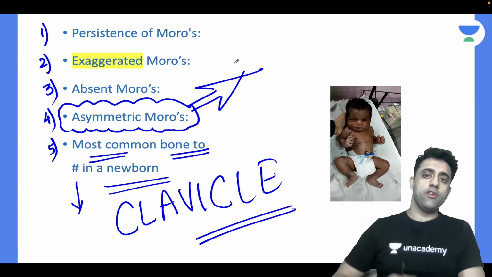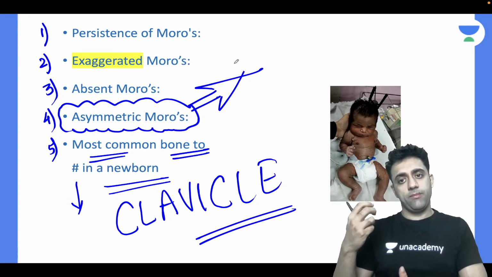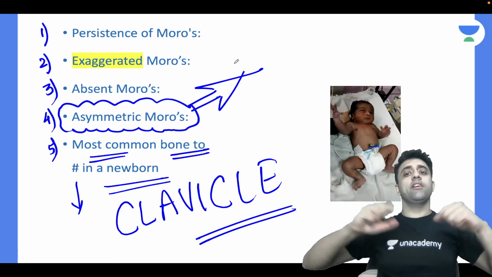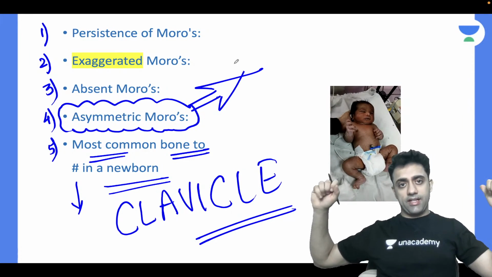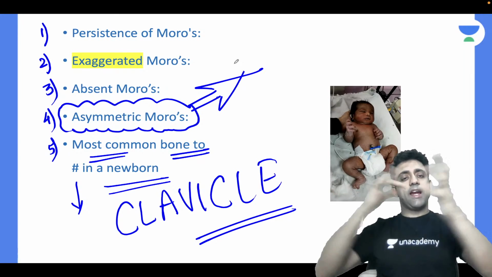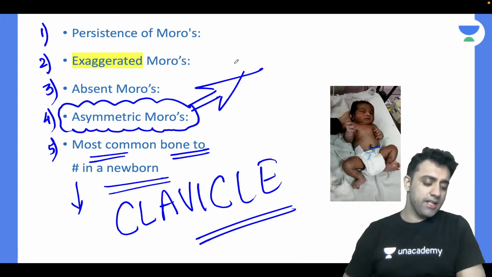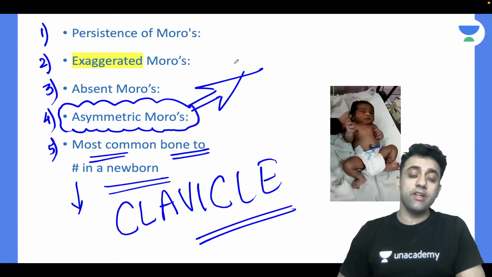Again in this video, if you see, once I suspend the baby's head down, it's like symmetrical abduction, extension, opening of the hands, adduction, and the baby cries. Symmetrically it is happening, right? What are the causes of asymmetrical?